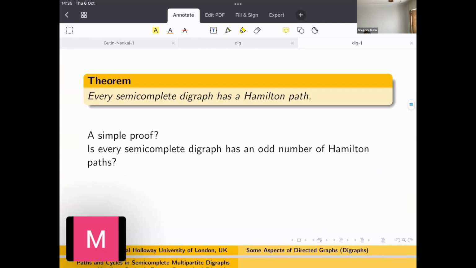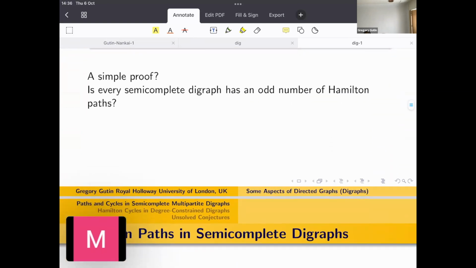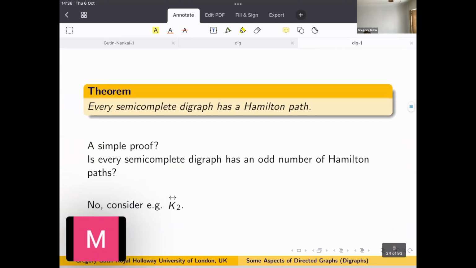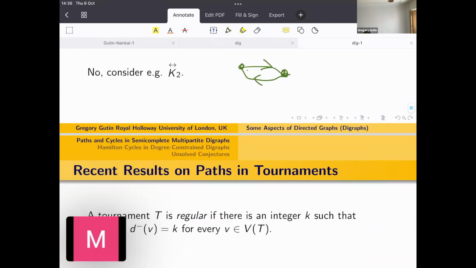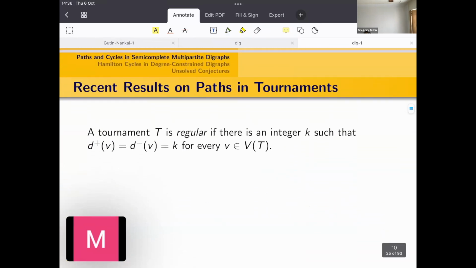But is it true that if you take the full version of Rédei's theorem, every semi-complete digraph has an odd number of Hamilton paths? No, because even if you take K2, the complete digraph with two vertices, which is simply like this, as you can see, it has just two Hamilton paths. Every arc is a Hamilton path, and it has two, not an odd number. So as you can see, there is some difference between tournaments and semi-complete digraphs already here.